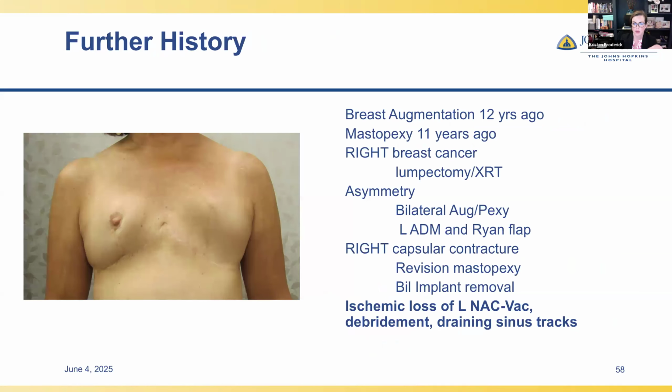So I did a deeper dive and we had long conversations. We had multiple visits to get her there. Turns out she had a breast augmentation 12 years before, then had a mastopexy or breast lift, then got her right breast cancer with lumpectomy and radiation. And she was uneven. So the thought at the time was to do a revision augmentation mastopexy breast lift. She developed capsular contracture on the right side, so they pulled that one out and took both implants out. And at that time, she lost the nipple on the left side. She had to have a wound vac debridement. She had a draining sinus tract. She had all of this trouble.